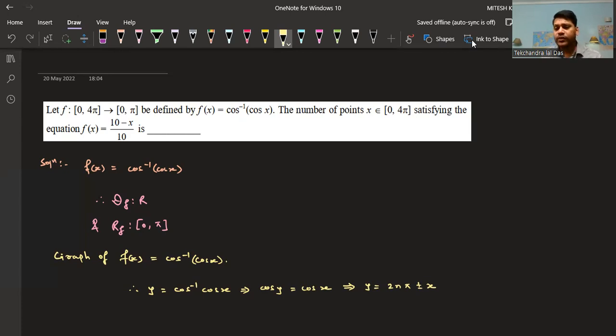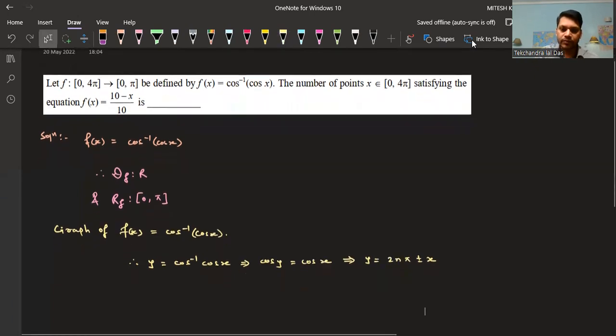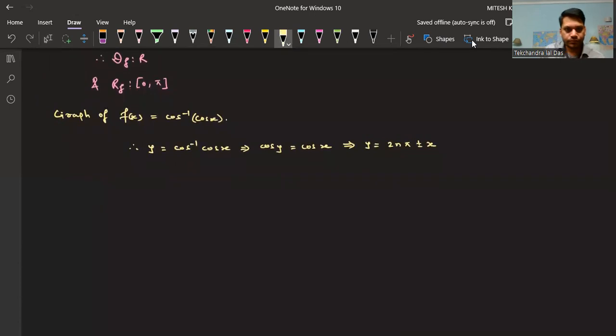Then for different values of n, we'll get different functions here. For n equal to 0, we get y equal to ± x. For n equal to 1, we get y equal to 2π ± x, and so on. Let's write some functions here for some values of n. For n equal to 0, our function is y equal to ± x, which is a very simple straight line, y equal to plus or minus x.